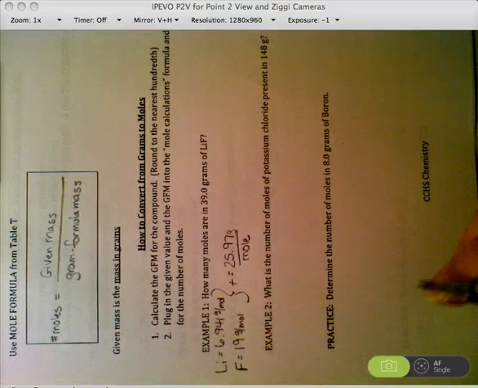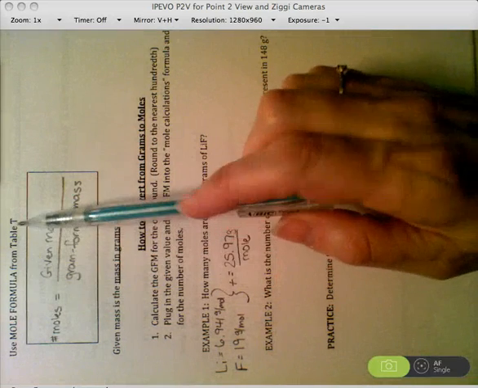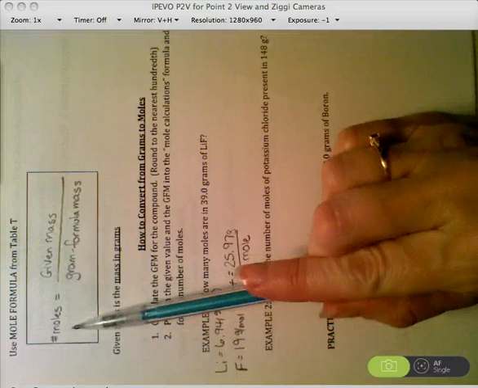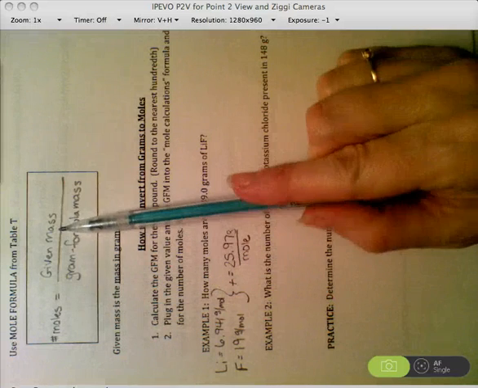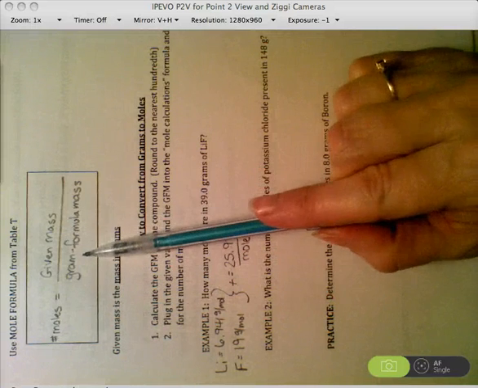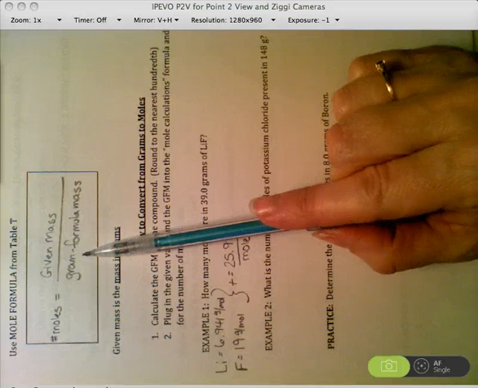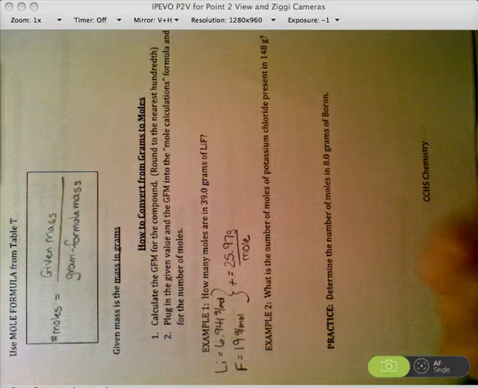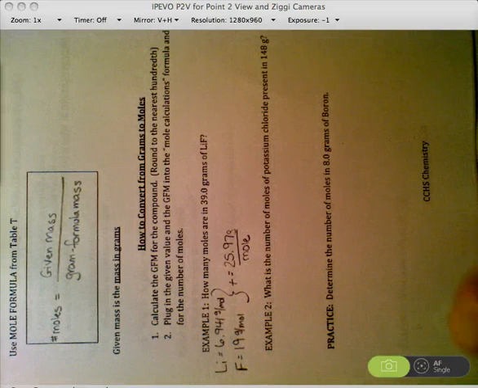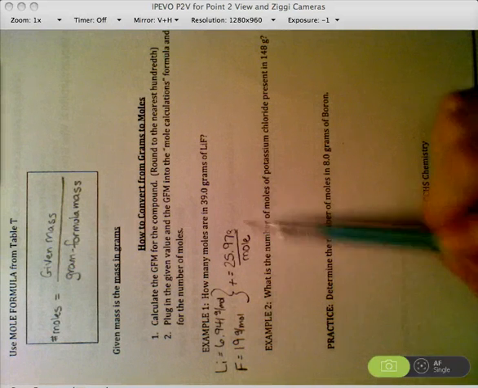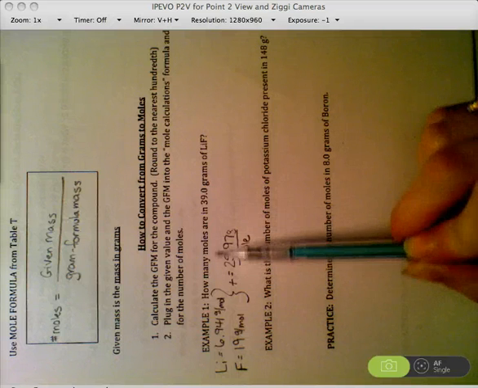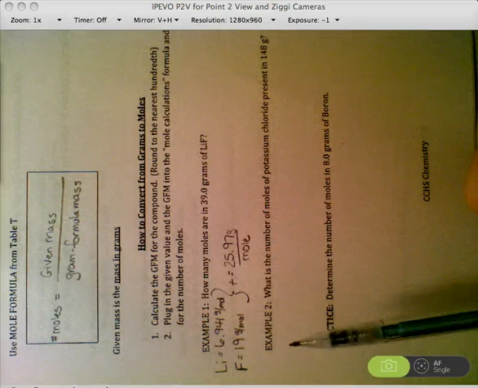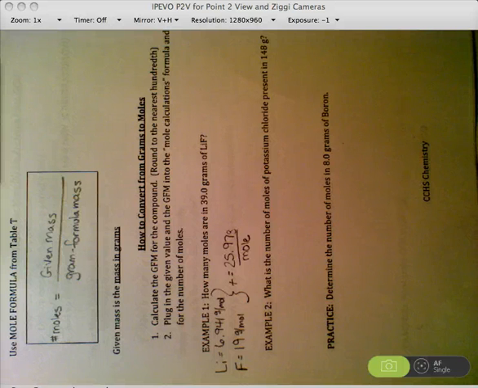Okay, Unit 10, Lesson 2. Here we're going to calculate moles. And the mole formula, as from Table T, basically says that the number of moles equals the given mass divided by the gram formula mass, or in other words, the molecular weight for the particular compound. So we're going to use what we learned in the last lesson, such as the molecular weight for a particular compound, to find out how many moles we actually have.